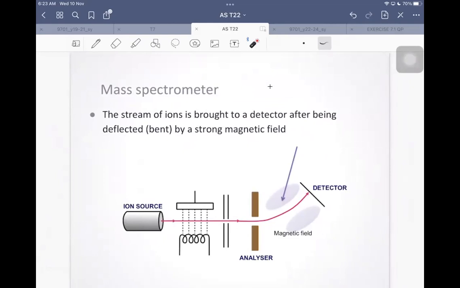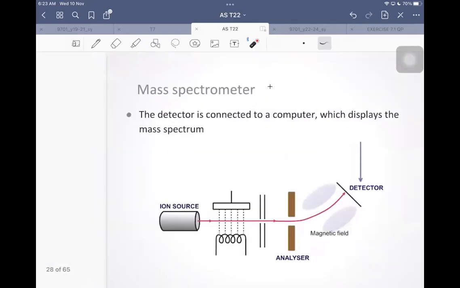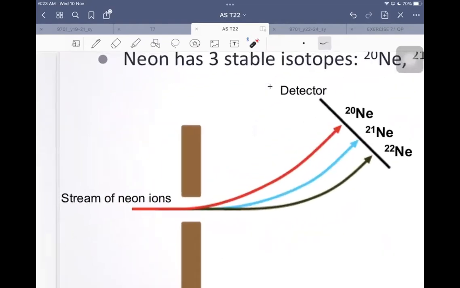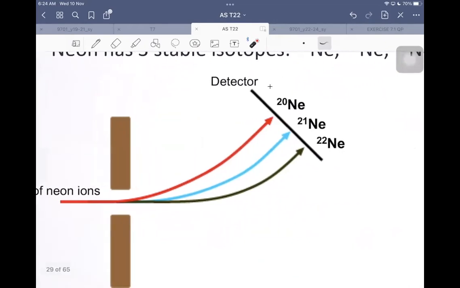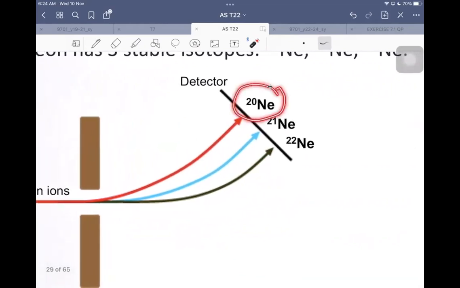So the reason why you want this deflection to happen is so that this happens, okay? If I introduce neon atoms, say I introduce 100 neon atoms, out of these 100 neon atoms, some will be neon 20, some will be neon 21, and some will be neon 22, okay? And then when I take the average of these 3 atoms, I should get a neon with a relative atomic mass of 20.2.